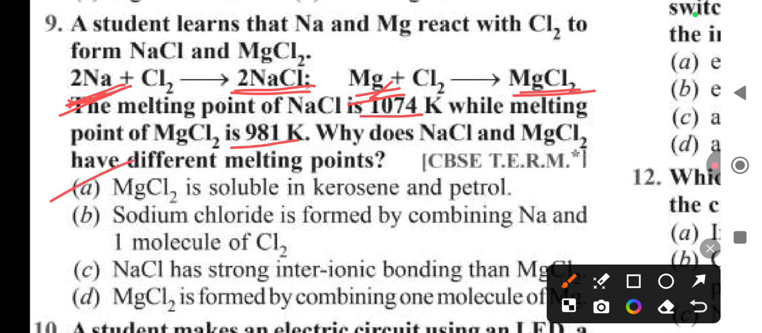So the options are given here. Magnesium chloride is soluble in kerosene and petrol. There is no reason behind that. Sodium chloride is formed by combining sodium and one molecule of chlorine. They are telling only how it will react, in which ratio they are reacting. So it is not the proper reason.